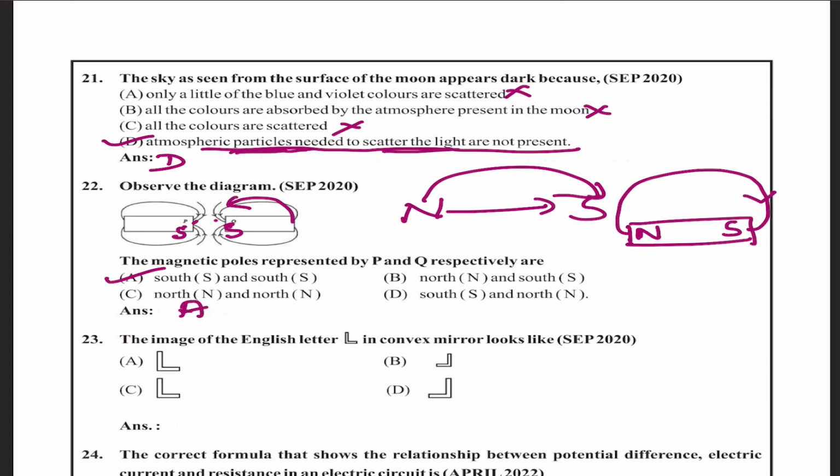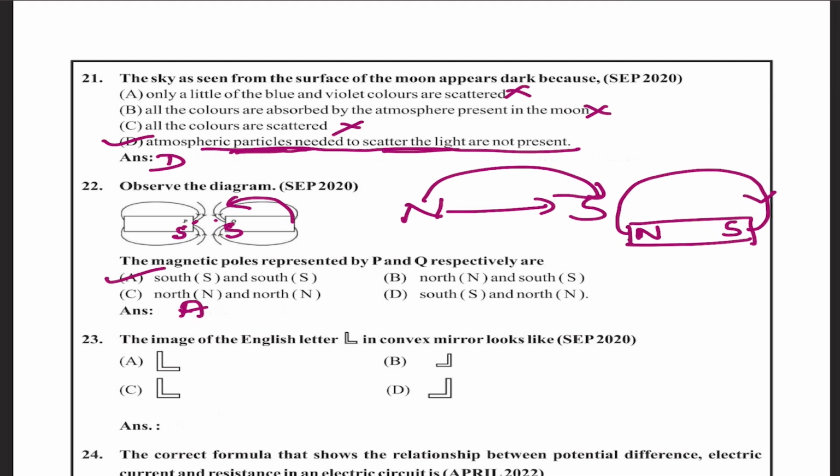Coming to 23rd question. The image of the English letter L in convex mirror looks like. It is nothing but again the lateral image. A is the same image, which is not possible. A and C deleted. Checking with B and D. Here lateral inversion is possible in both the cases, but the size of the image is varying. So we have to observe the size of the image also.